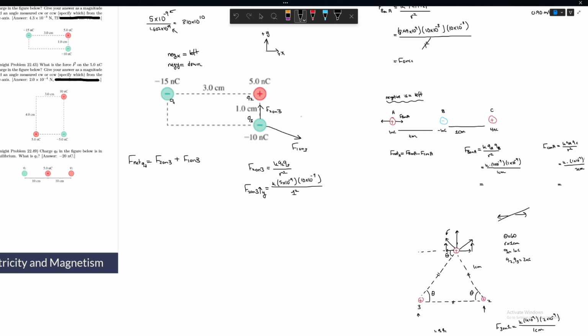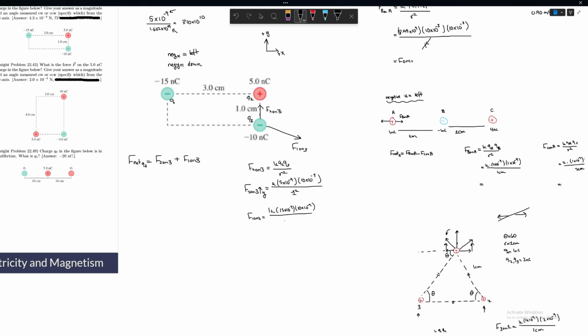My second force is a repulsive force, F1 on 3. The way you get it is you do the same thing, which is K times the charges. We have 15 times 10 to the negative 9, and 10 times 10 to the negative 9.